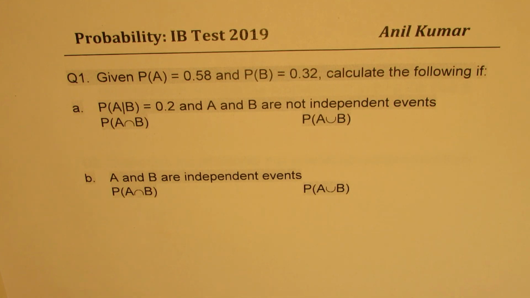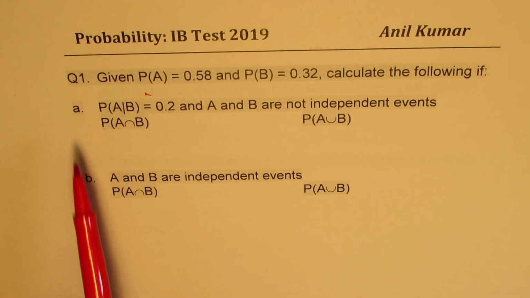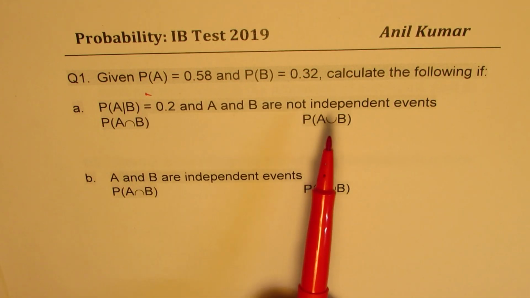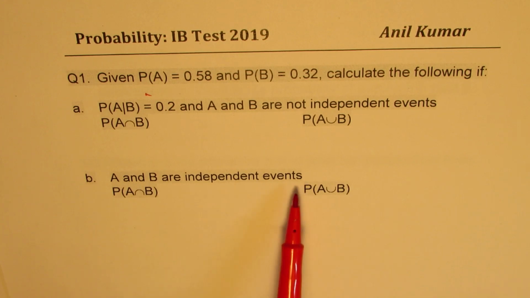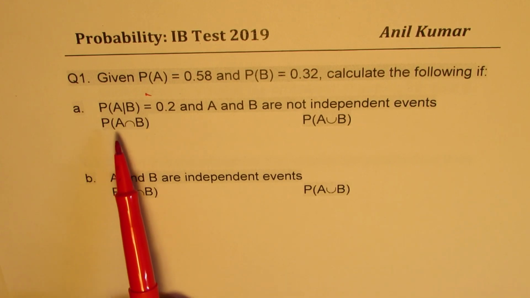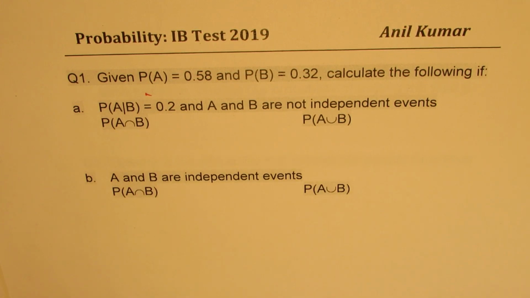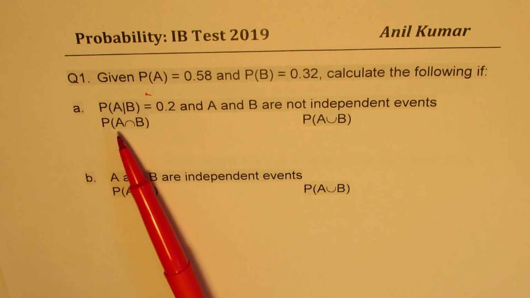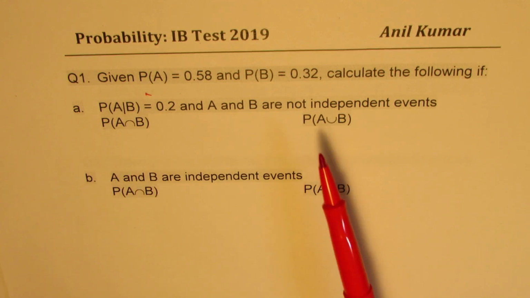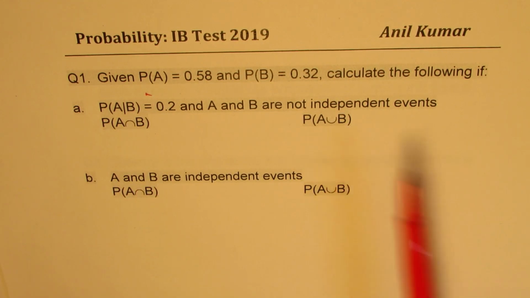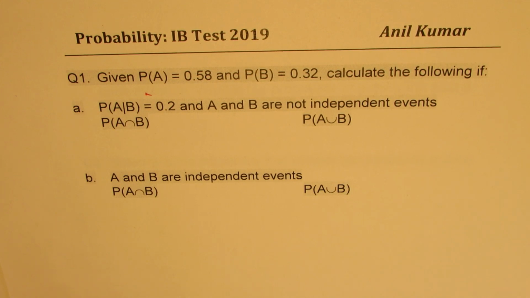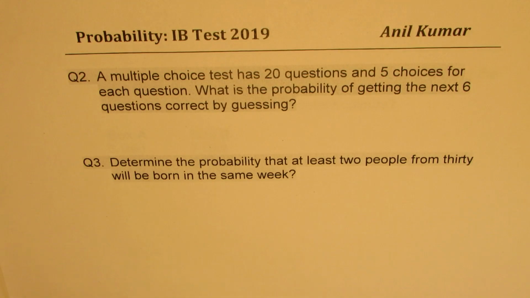We are given probability of 2 events A and B, and for different conditions, whether these are independent events or dependent events, we need to find probability of intersection of A and B and probability of union of A and B, right? So this means when A and B happens, and this means when A or B happens, right? Either one of them or both of them. So that's your question number 1.